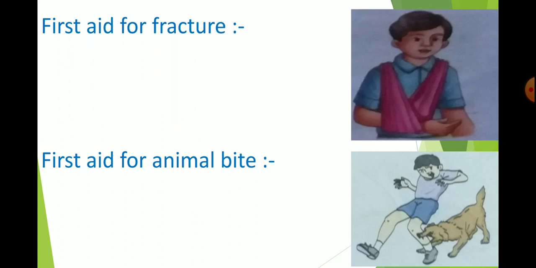First, clean the wound with soap and water, because this will wash off the saliva, and then take the victim to the doctor immediately, and the doctor may give anti-rabies injections. So this is the first aid for animal bite.